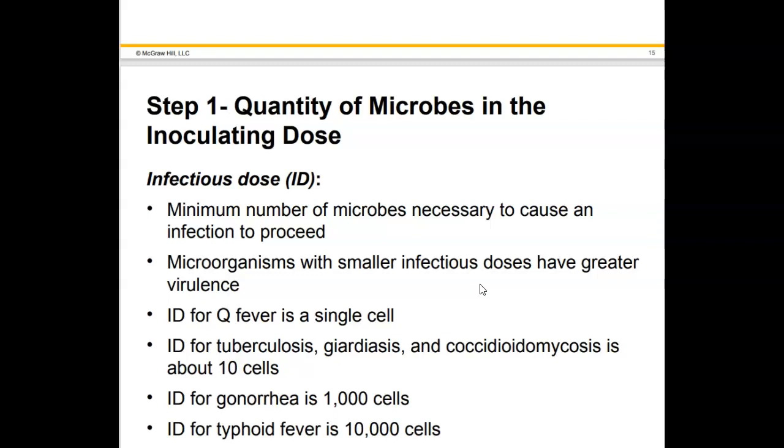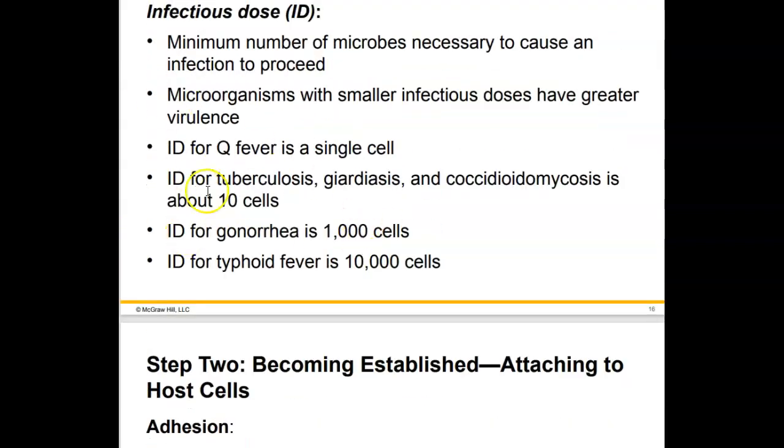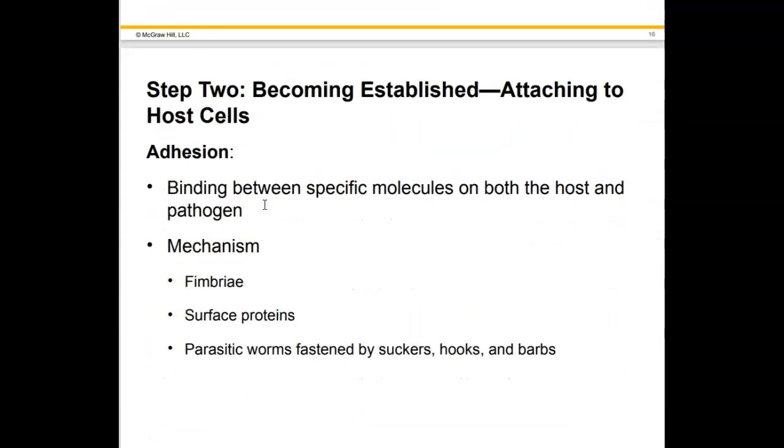Cold viruses are highly infectious. We don't need a lot of cells, but they're not usually deadly, okay? So the more infectious the pathogen, the lower the infectious dose. But once again, even though it's highly infectious doesn't mean that it's necessarily dangerous. And I don't expect you to remember these infectious dose numbers for these different infectious diseases. That's just an example there.